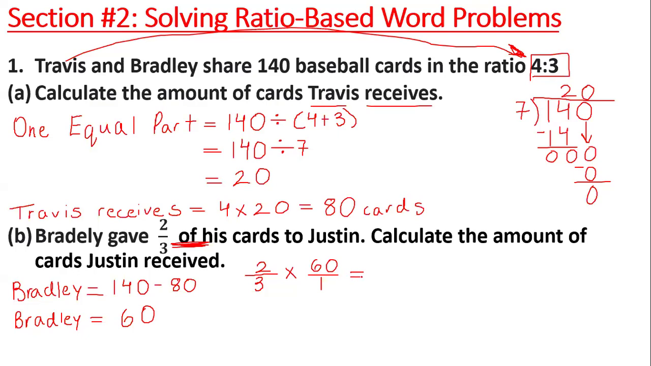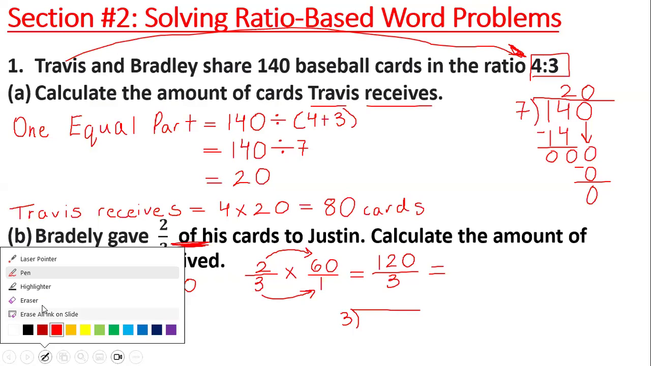Sure, we could simplify, but I'm just gonna multiply straight across. 2 times 60. What is 2 times 6? 120. Very good. And 3 times 1 is what? 3. So when we divide 120 by 3, what do we get? 40.